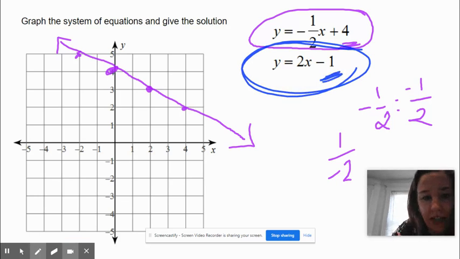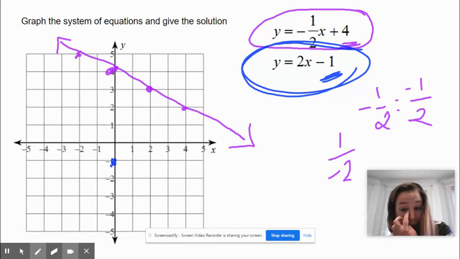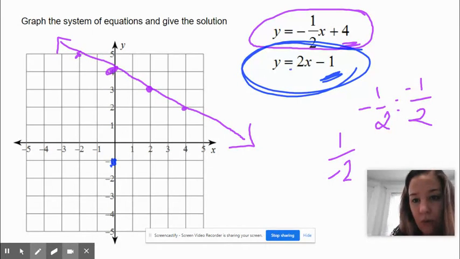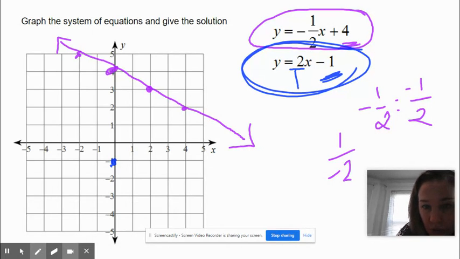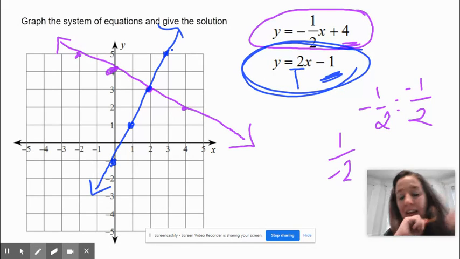My y-intercept is -1, so I start there. And my slope is 2. Now remember, when you have a slope that's just a regular number and it's not a fraction, you need a rise over run. So we're going to have to stick this thing over 1. Okay, so we rise 2 and run 1 to the right. Rise 2, run 1. Oh, look, overlap. There we go.